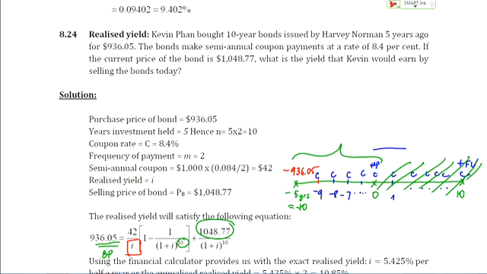So when you want to work out the discount rate, again, you plug in your financial calculator. What should we plug in? 936.05. Negative would be the PV. Agree? The N is 10. We need to find the discount rate. What would be the PMT? 42. What would be our face value or future value? 1,048.77. And you should be able to get the interest rate. Okay?